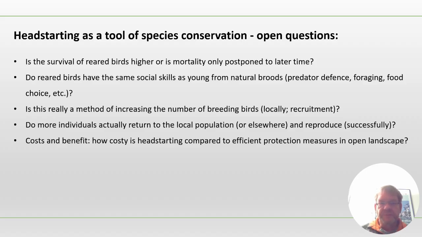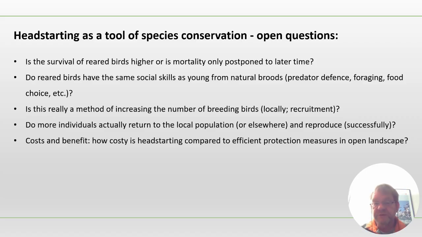Then, do reared birds really have the same social and other skills as youngsters from natural broods in the way of predator defense, foraging, food choice, and hiding in the bush, in the grassland and other things? Is it really a method to increase the number of breeding birds locally, not only to release more fledglings? Do more individuals actually return to the local population, or do they distribute elsewhere? And reproduce then locally?